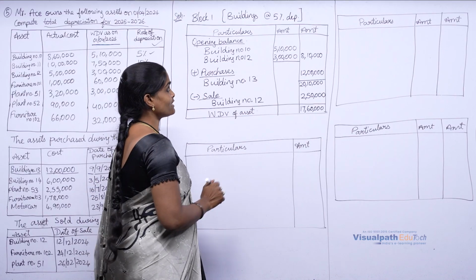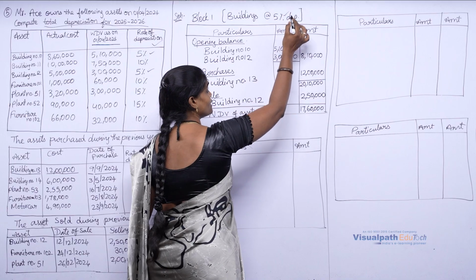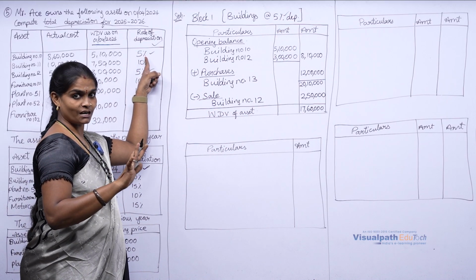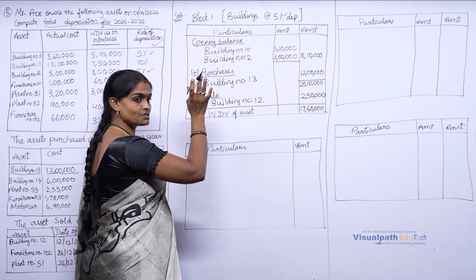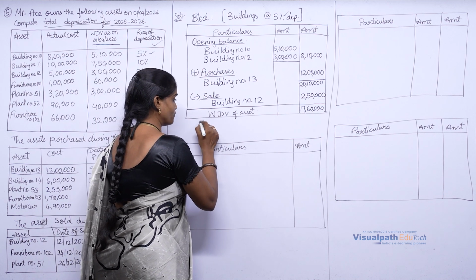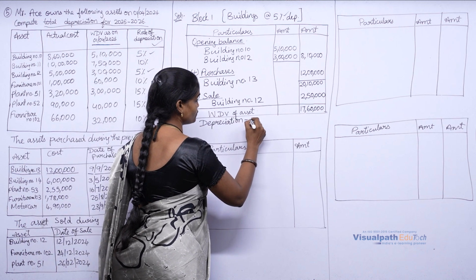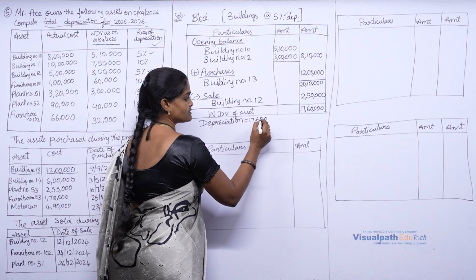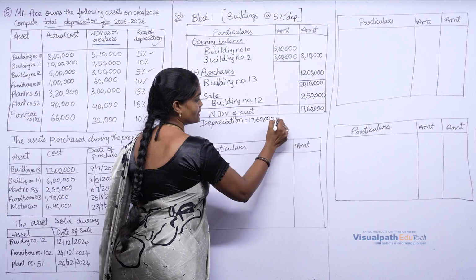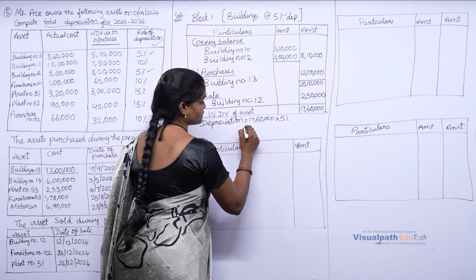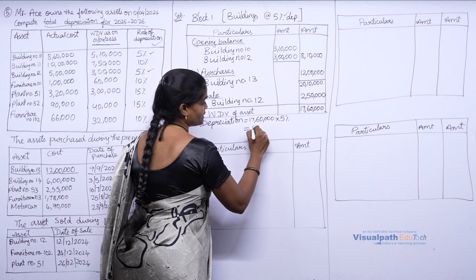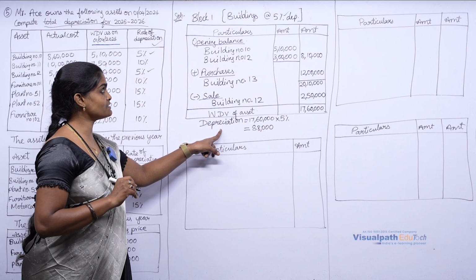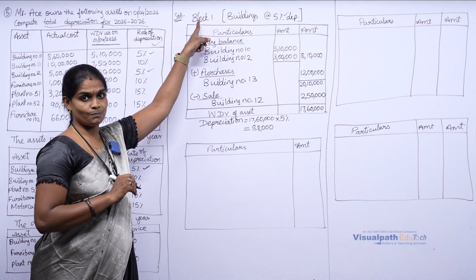Okay. Now you will calculate the depreciation as per the rate which is given in the question. Now 5% is the rate of depreciation. Calculate depreciation for this entire block. Depreciation is equal to 17 lakhs, that is the written down value, 17,60,000 into 5%. How much will you get? You will get 88,000. Clear? 88,000 is the depreciation for this block.